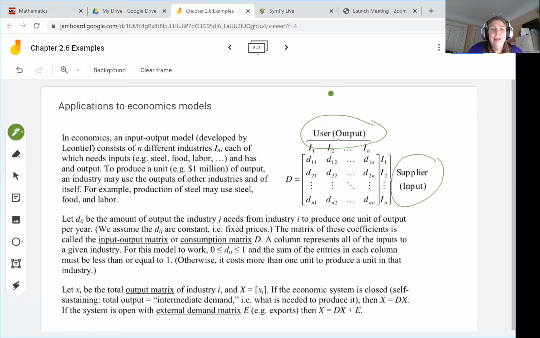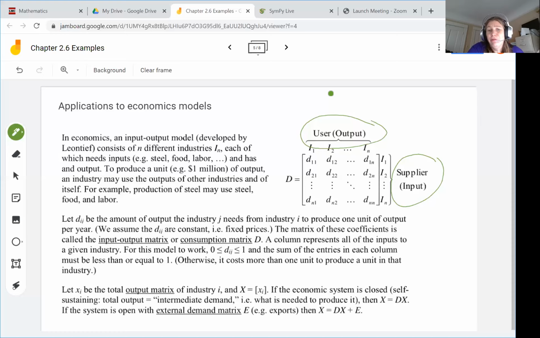So we're going to let each entry D_ij correspond with the amount of output the industry J needs from industry I, because J corresponds with our columns and I corresponds with our rows, and our rows are the suppliers and our columns are the users. And so these entries D_ij are the output industry J, the columns, needs from industry I, the rows, to produce 1 unit of output per year.